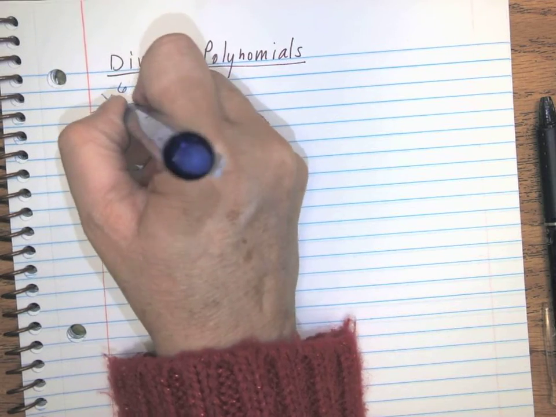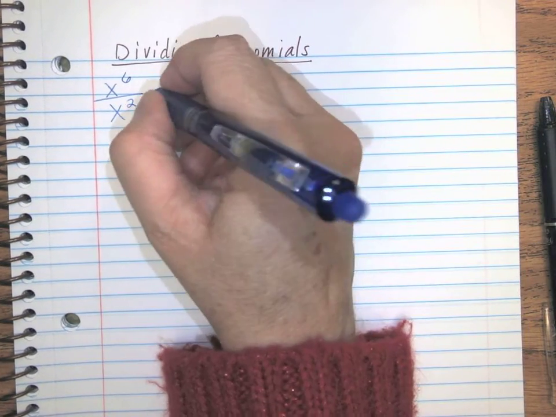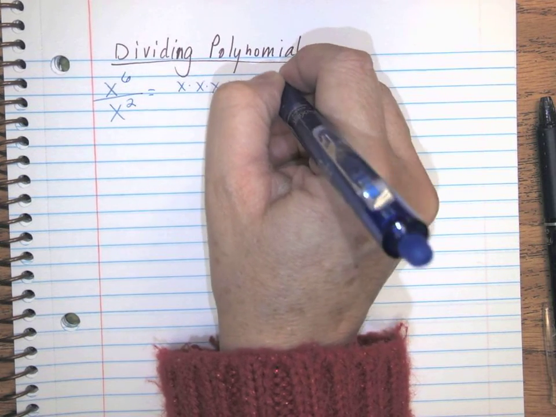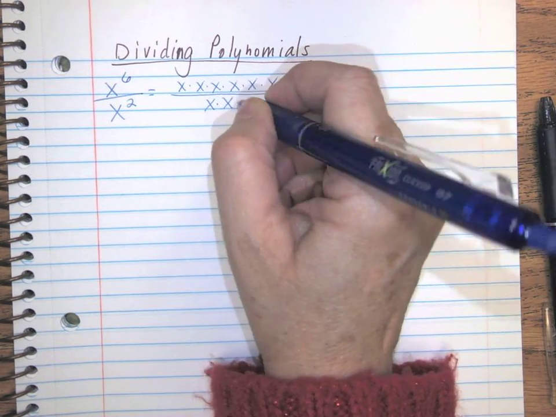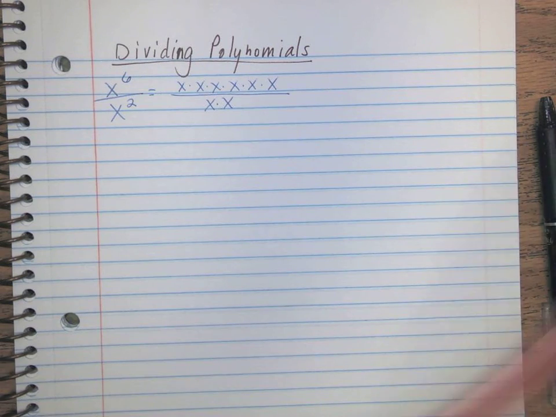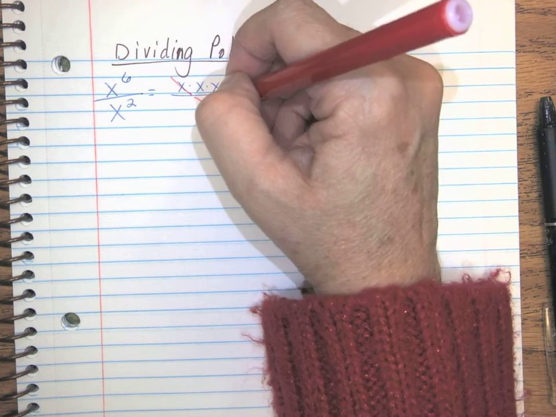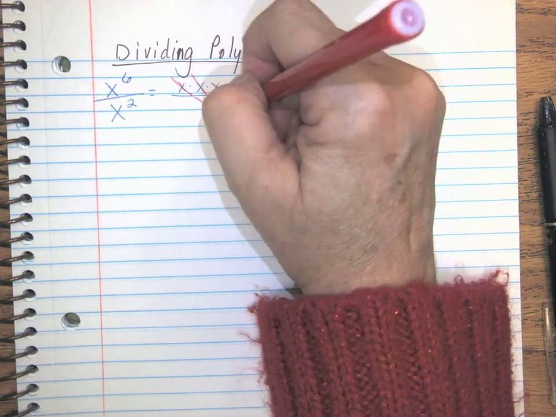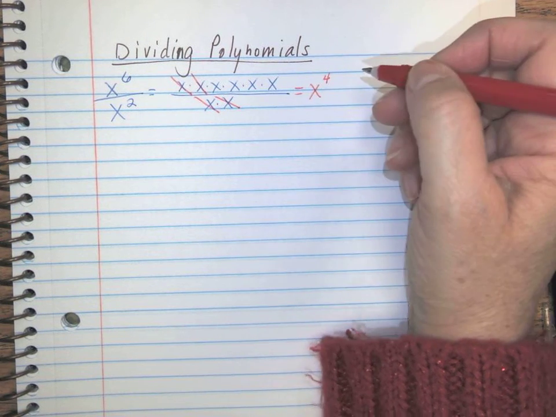What if we're doing x to the 6 divided by x to the 2nd? Well, this means x times itself 6 times. This means x times itself 2 times. Now, we can cancel these because x divided by x is 1. Anything divided by itself is 1. Cancel those. What do we have left? We have x to the 4th.